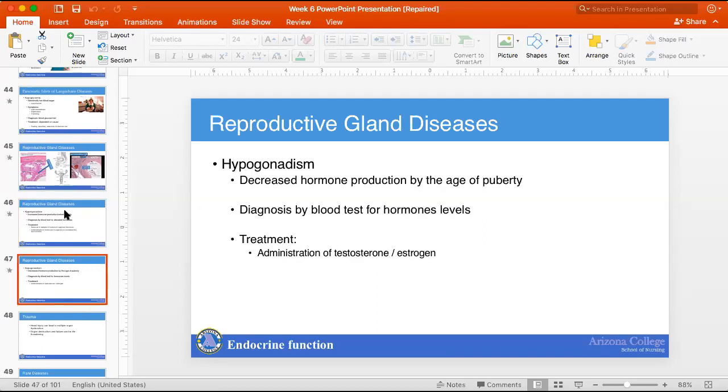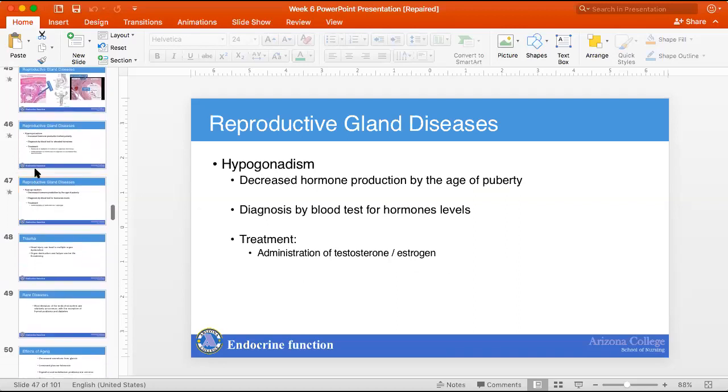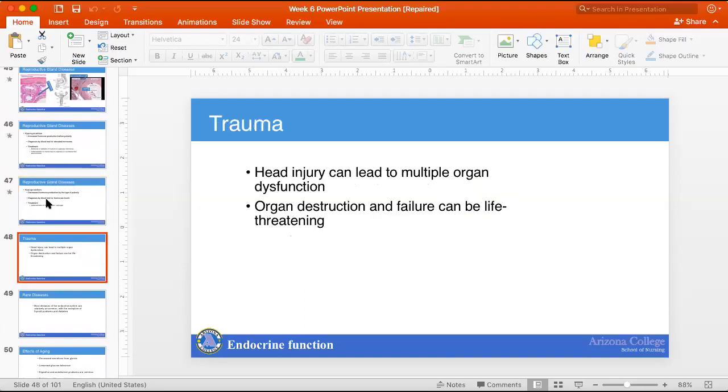Hypogonadism, decreased hormone production by the age of puberty, diagnosis by blood tests and hormone levels, and then administration of testosterone and estrogen as needed. Okay, some other trauma. Head injury can lead to multiple organ dysfunction. Organ destruction and failure can be life-threatening.